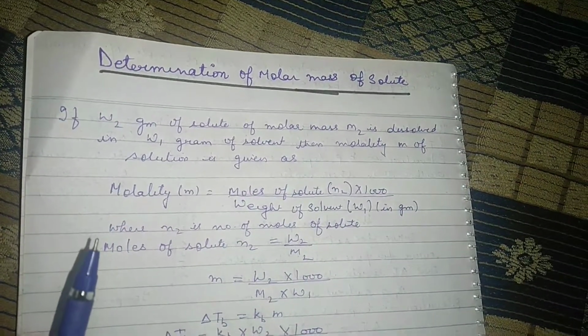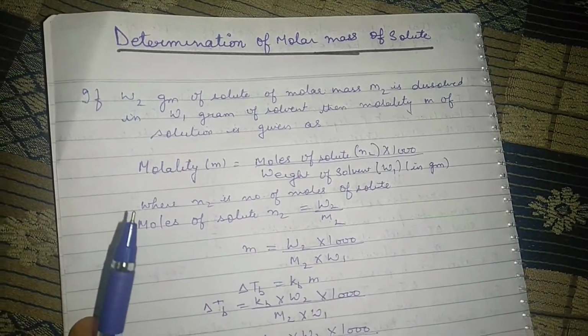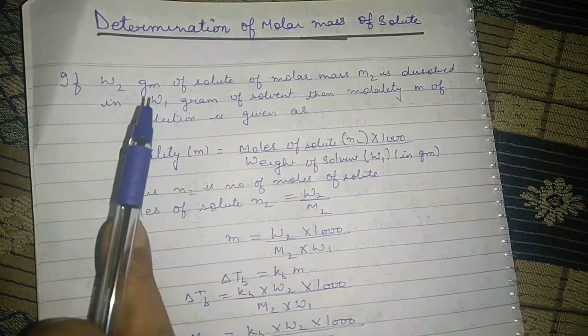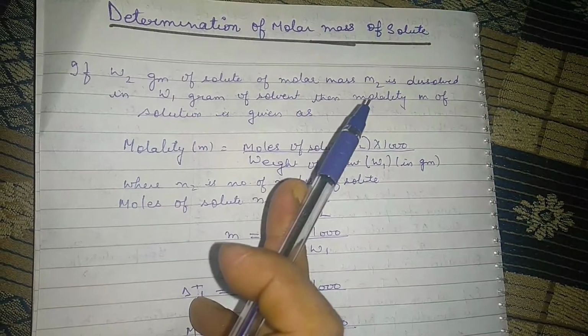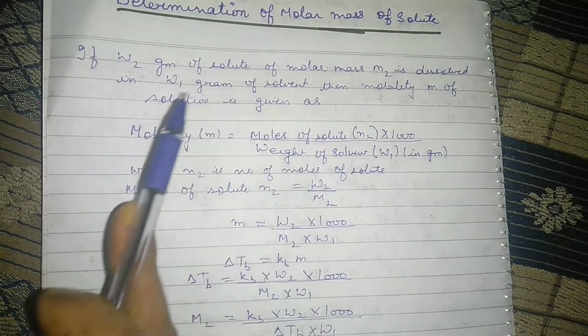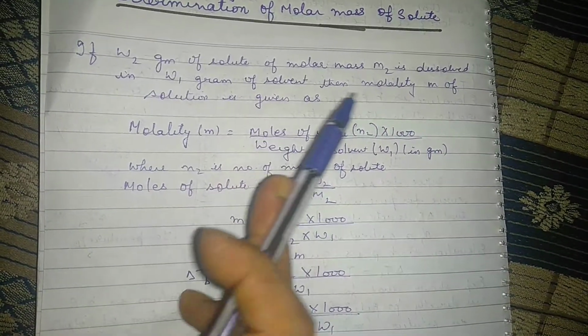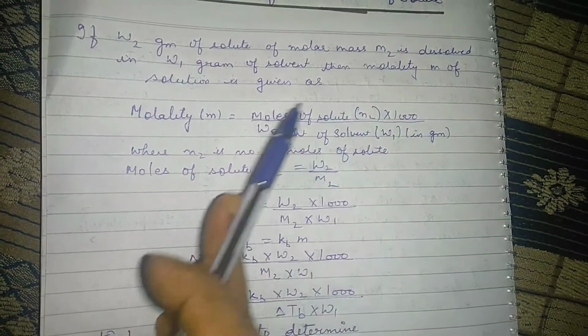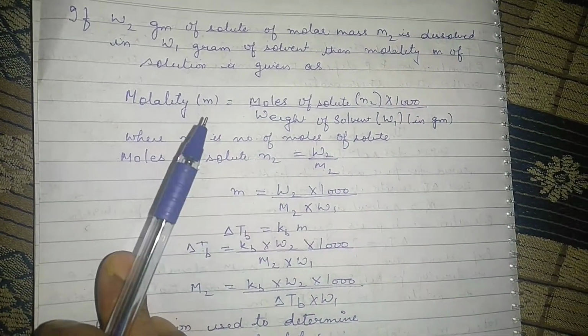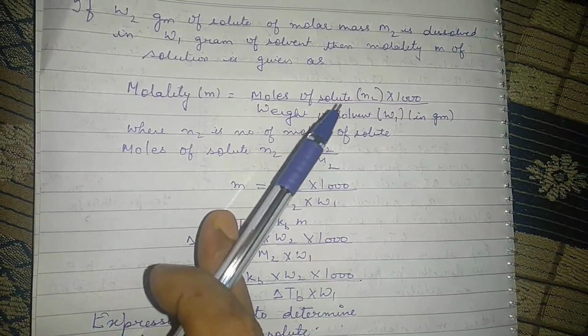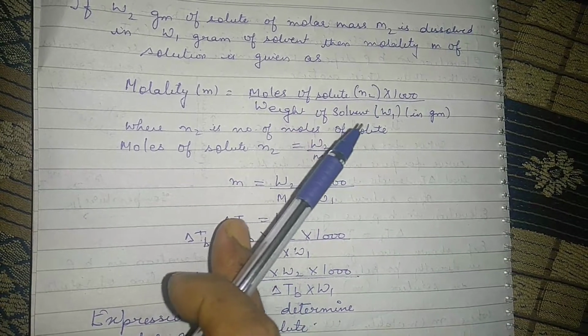Now let's discuss the determination of the molar mass, how we can determine the molar mass of a solute. Consider that W2 gram of a solute of molar mass M2 is dissolved in W1 gram of a solvent. Then the molality m of the solution is given by the formula of molality, that is the moles of solute into 1000 upon weight of the solvent in grams.